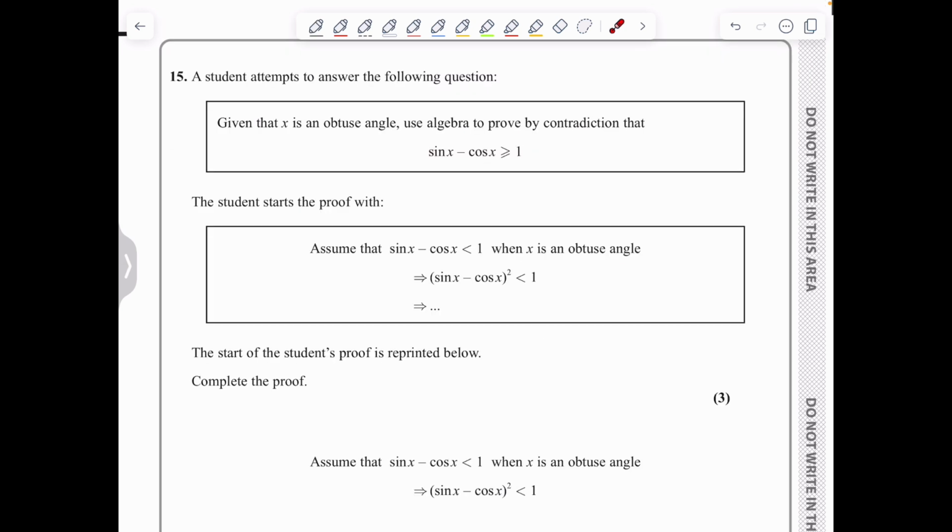In question 15, we're given the start of the proof for sine of x minus cos x being greater than or equal to 1 when x is an obtuse angle. So we've got proof by contradiction. They start by assuming the opposite. So sine x minus cos x is less than 1 when x is an obtuse angle, and they square both sides, and we are asked to complete the proof.